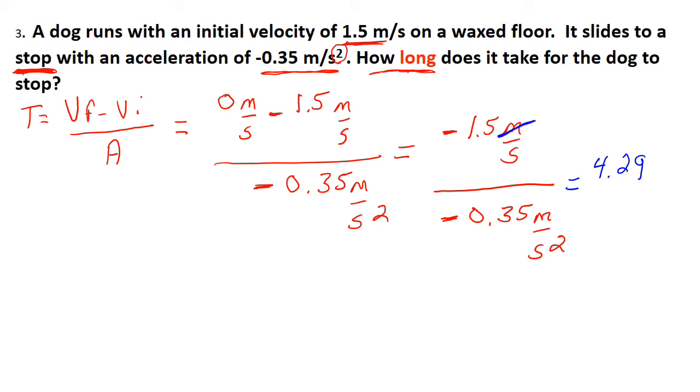This meter will divide with this meter, and one of these seconds in the squared acceleration unit will divide out with that one, and the other second then moves up and becomes the unit. Since we're solving for time, time is measured in seconds. Remember, time can't come out negative, so if it does, you've made a mistake somewhere in your problem.